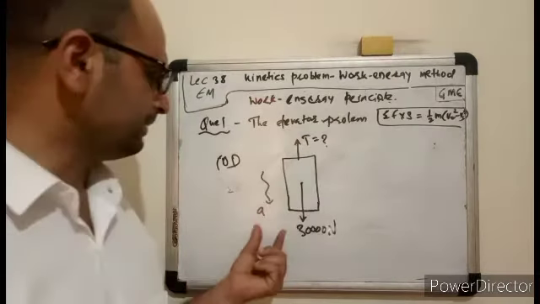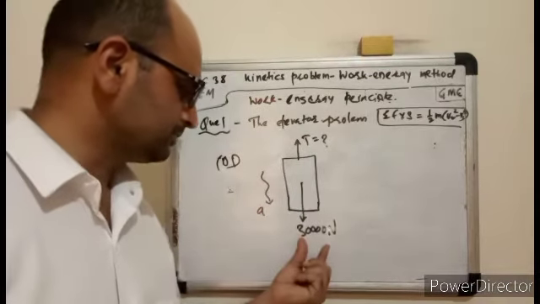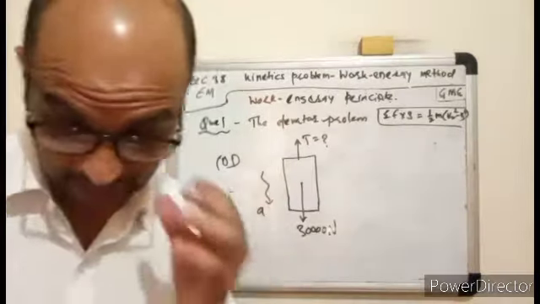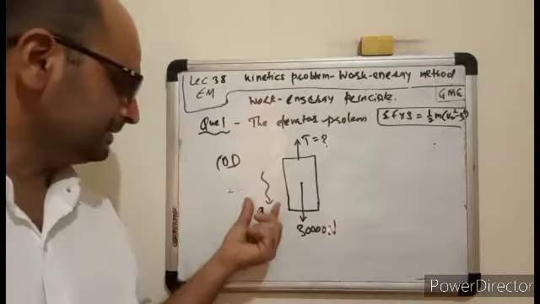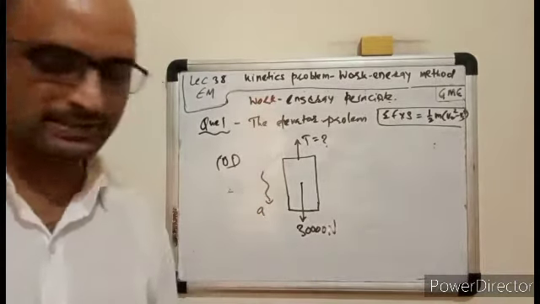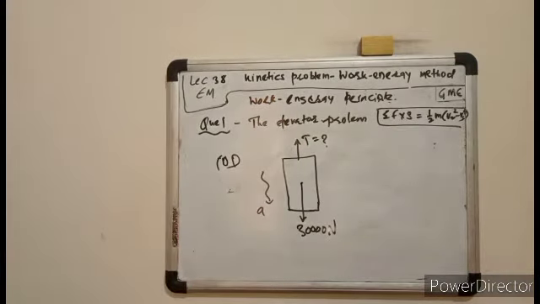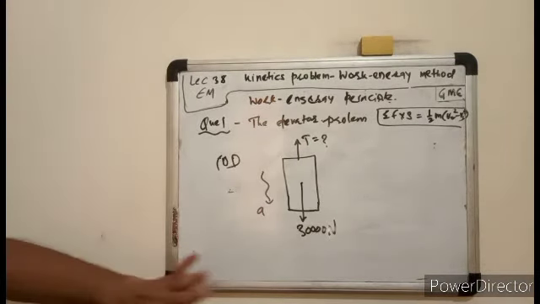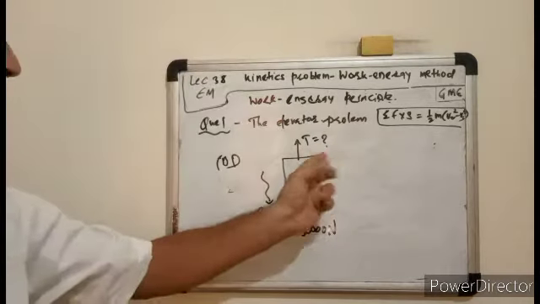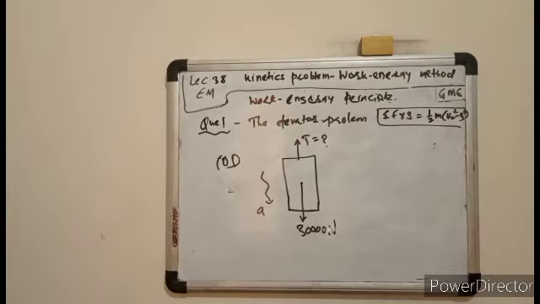See, if it is a static problem, then this T directly comes to 30,000, right? But it is dynamic, so as it is going downward, this tension will be less than this. With the help of D'Alembert's method, we already solved this problem. We already found this T as well as the acceleration. Now, using the work energy method, what will we do as the first step?